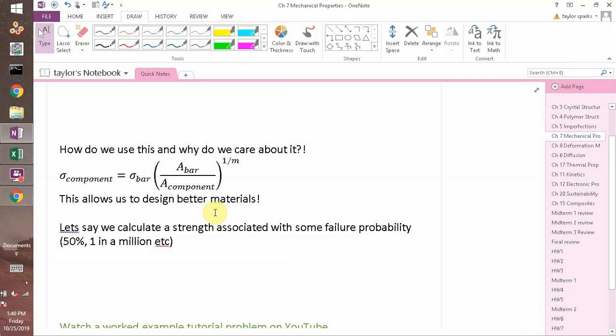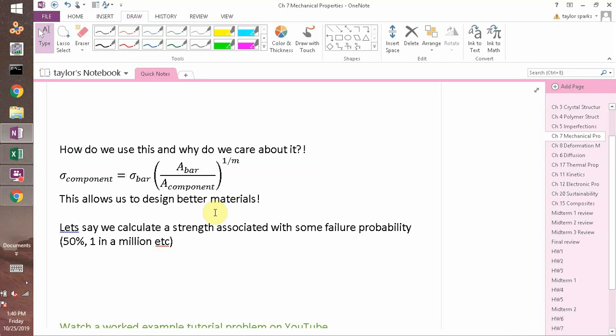Then that's going to be multiplied by the quantity of the area of the bar divided by the area of the component, where that's the area associated with the stress being applied to it. Then you're going to take that and raise it to the 1 over modulus. Under these conditions, even though these will be different stresses, these will be at the same failure rate. That's the key thing here.